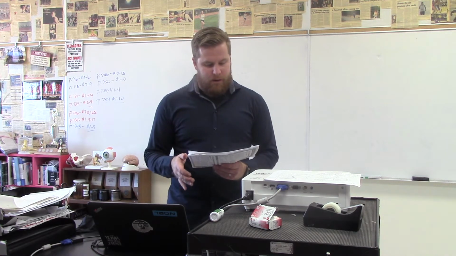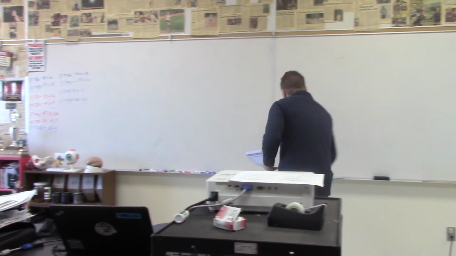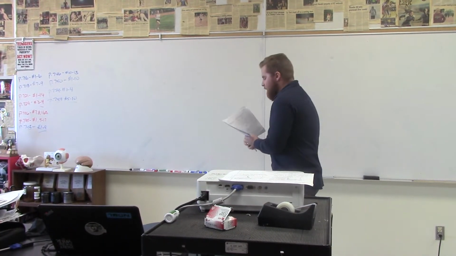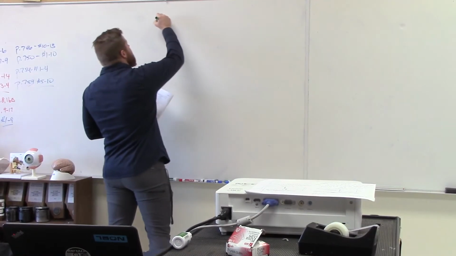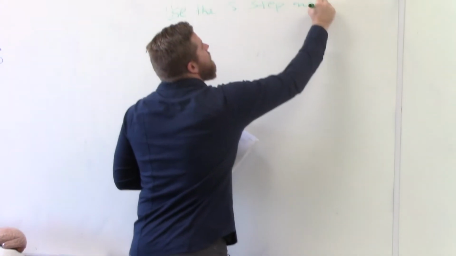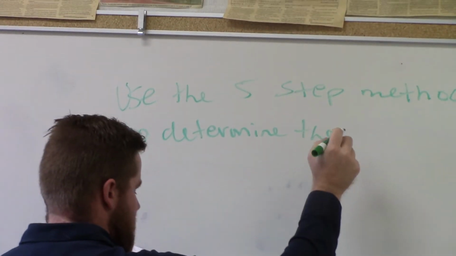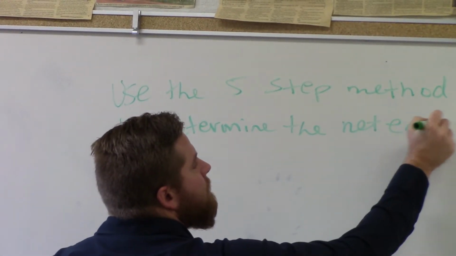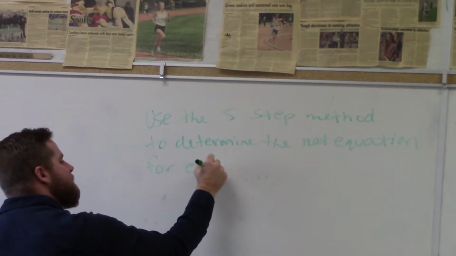Yesterday I gave you an example looking at sodium carbonate and hydrochloric acid. I'm going to give you another example here with polyprotic entities, and then we're going to draw a titration curve for the polyprotic entity. So this one says use the 5-step method to determine the net equation for each.